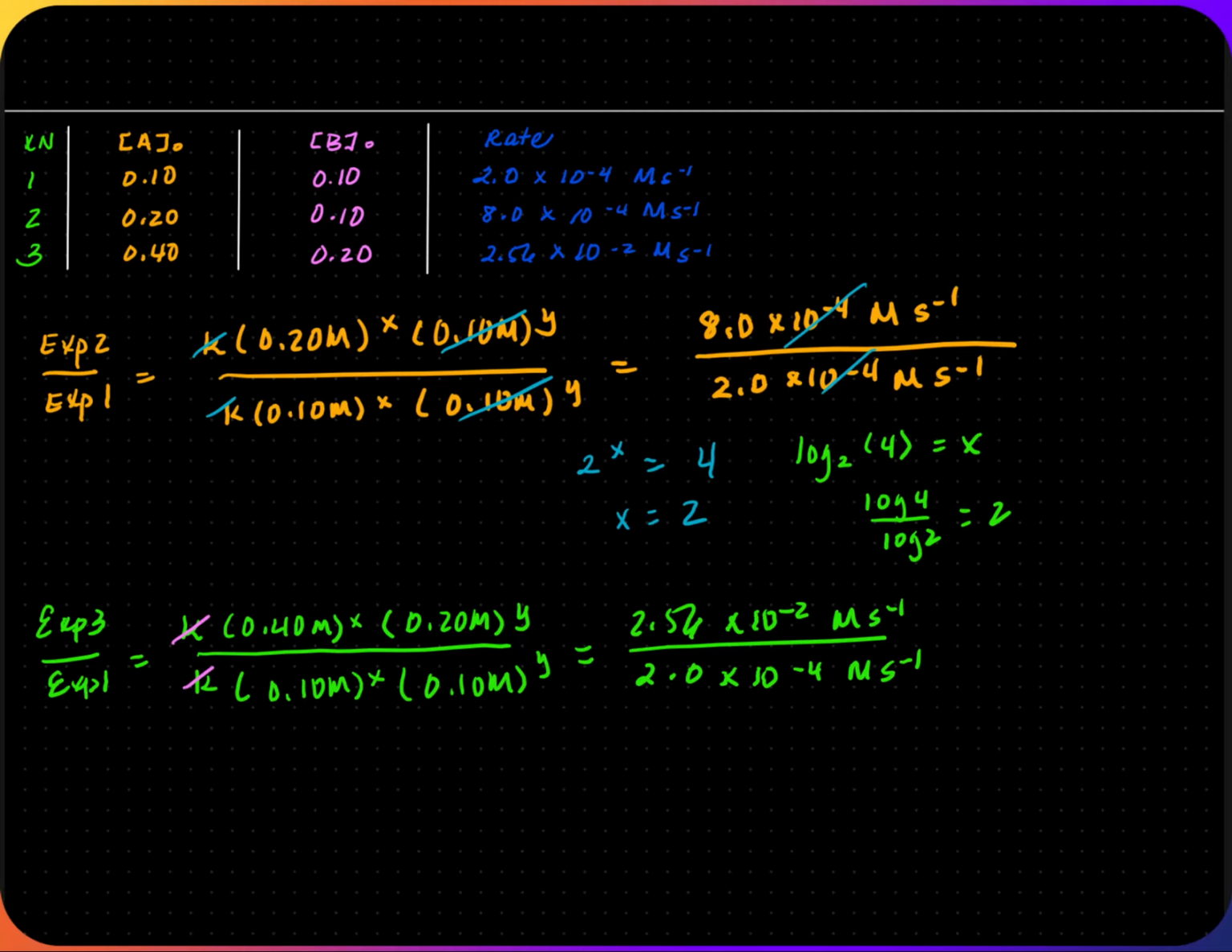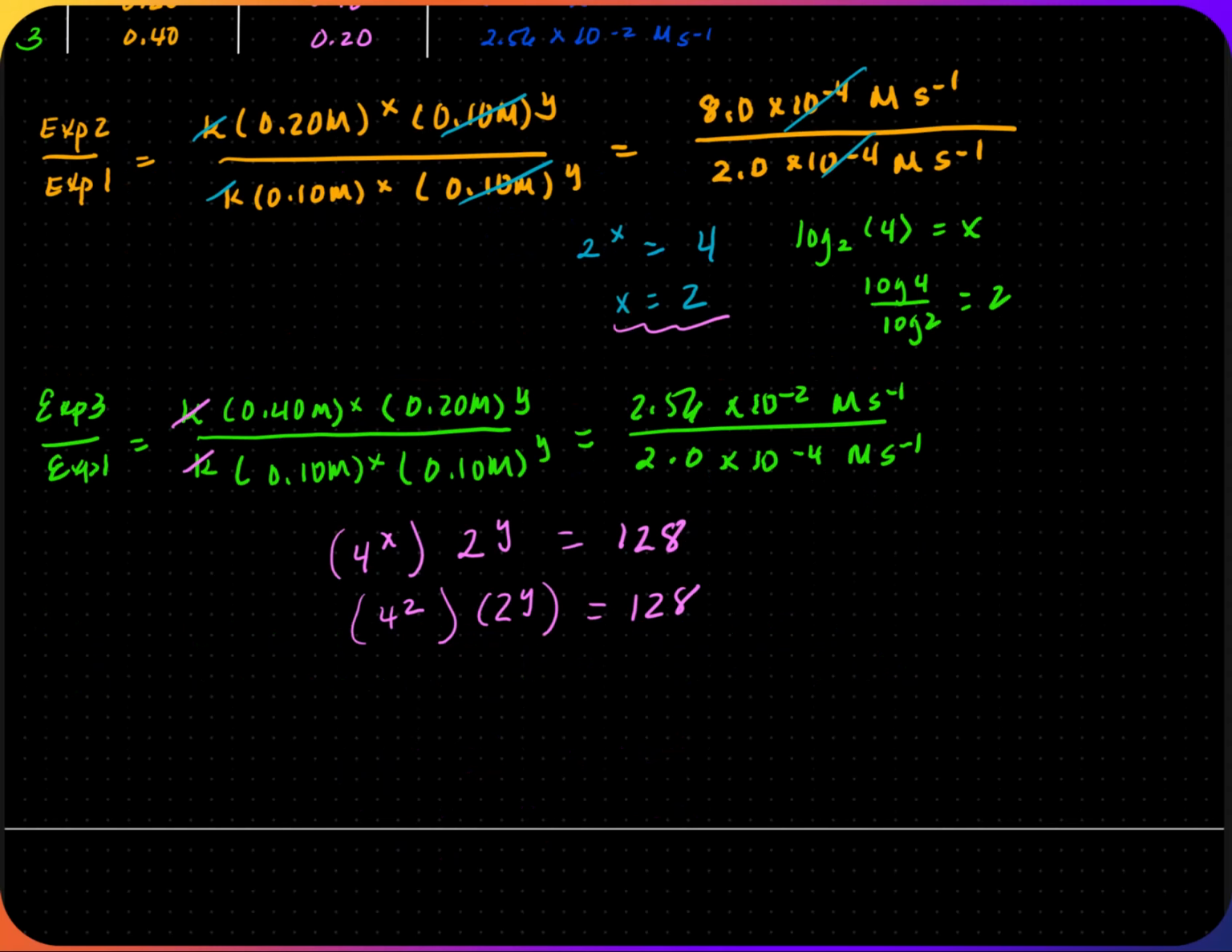The K's cancel out. If you notice, the A does not cancel out, so I'm going to simplify it. So this is going to be 4 to the X, and then this is going to be 2 to the Y. This is equal to 128. I already know what X is. X is 2. We solved it above, so I'm going to plug that in. 4 to the second power, you already know this is 16. This is going to be times 2 to the Y equals 128. So now I need to divide both sides by 16. This cancels out, so this becomes 2 to the Y is equal to 8. And so Y has to equal 3.